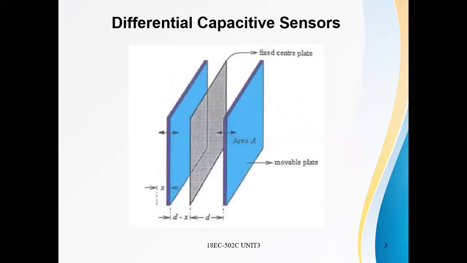Differential capacitive sensors. See, these two are the plates. Fixed center plate. This is the movable plate. This is the fixed one. This is the movable one. And the difference is that here it is D minus X and here it is D. So this is the area of the capacitor.